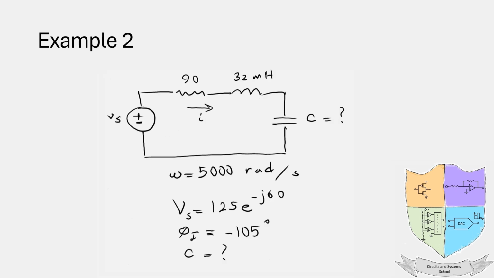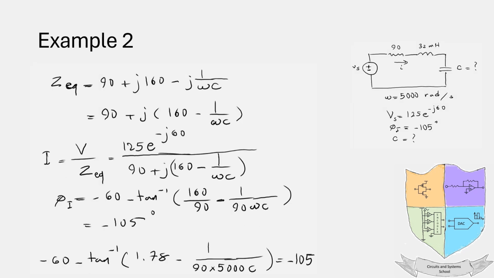In the second example, a similar circuit is provided. It is requested to find the capacitor value that results in a phase angle of -105 degrees for the phasor current. The solution procedure is very similar to that of the first example.